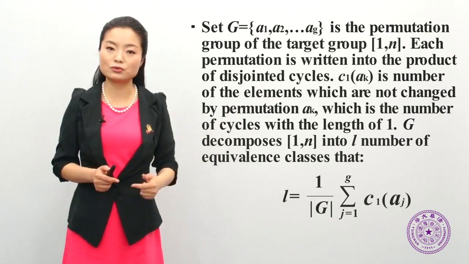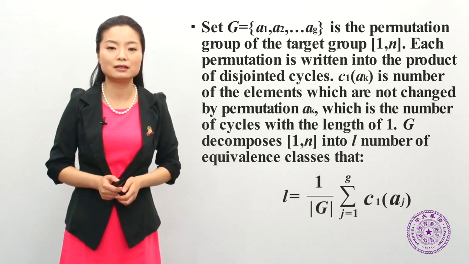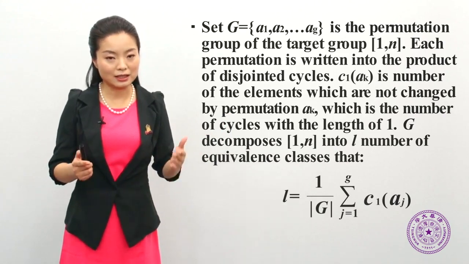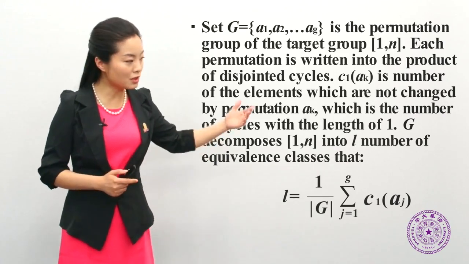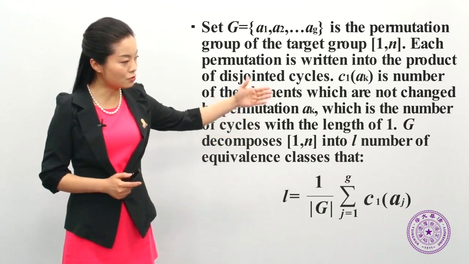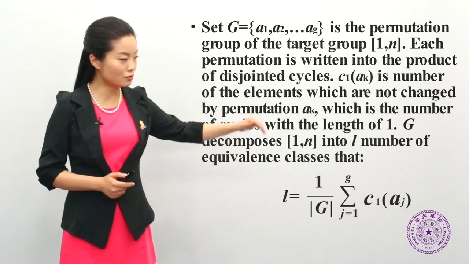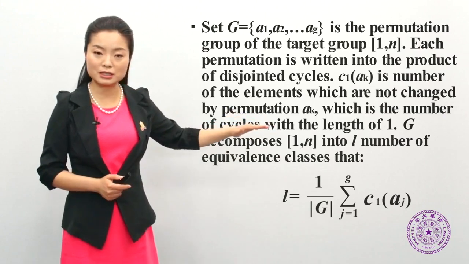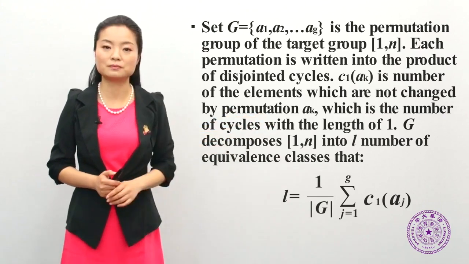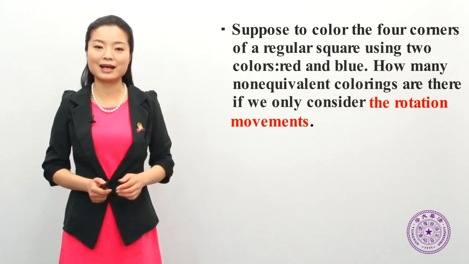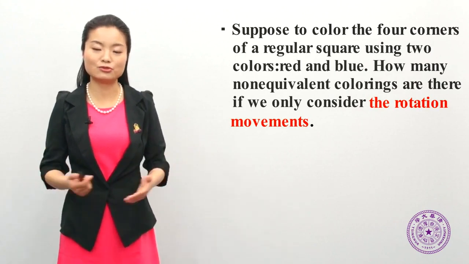G acts on the n elements, splitting them into L equivalence classes. Then the number of equivalence classes L is equal to how many? It should be equal to the sum of the numbers of one-order cycles divided by the order of G, which is small g.